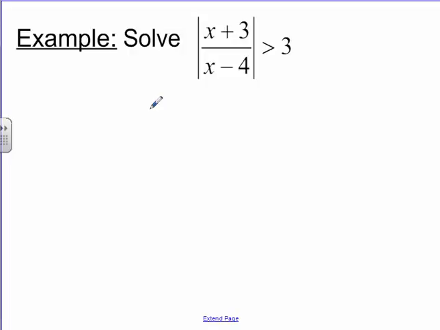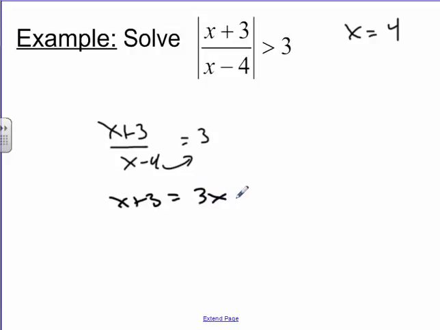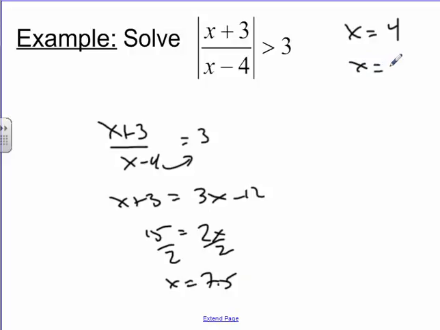First thing we should do is look for all of our critical points. One of our critical points right off the bat is where x equals 4. And hopefully that's clear to you, because if I try plugging in 4 on the bottom of the fraction, I can't, because it's not valid to divide by 0, right? So there's 1. Then I should solve as though it's equal. So let's pretend this is equal to 3. If I multiply that up, I'll get x plus 3 equals 3x minus 12. 15 equals 2x. So x is 7.5. There, I found another critical point, x at 7.5.